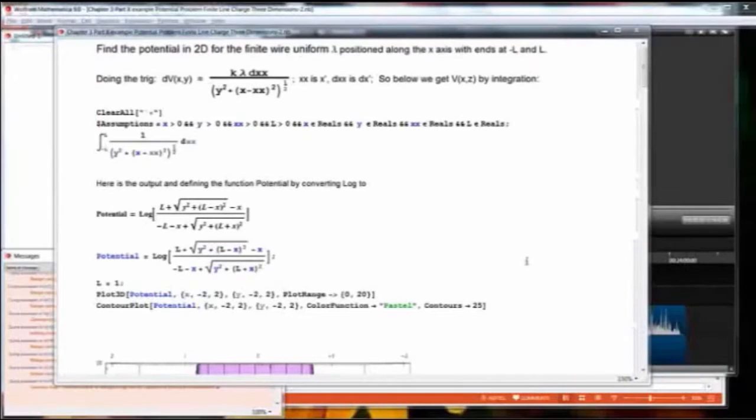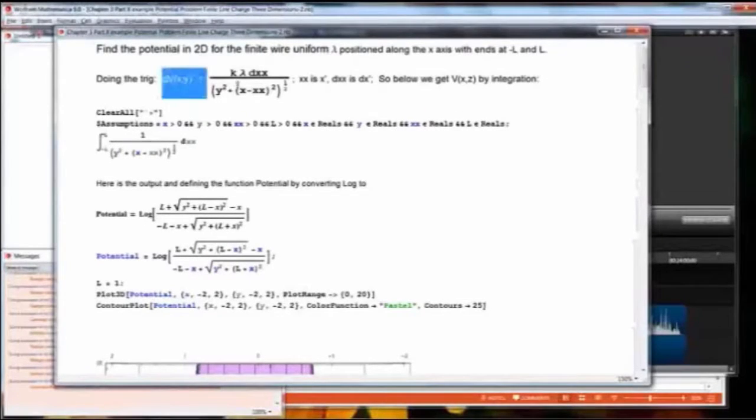So here's our Mathematica program. We've got the restatement of the problem up here, and this is our differential of potential. This is the same as we've written before, but I've replaced x prime with double x, because Mathematica thinks x prime is a derivative. So xx is x prime, and dxx is dx prime. So we're going to integrate that. Here's the integral, the same expression. The integral goes from minus L to L, because that's the range of x prime where the charge exists.